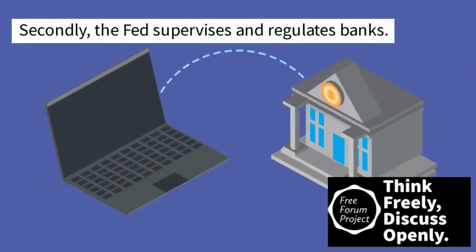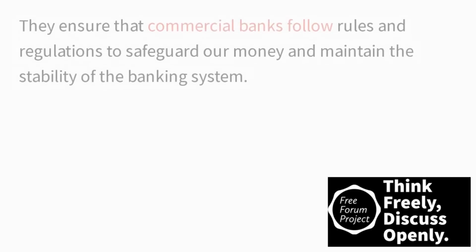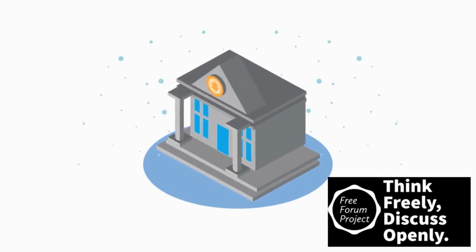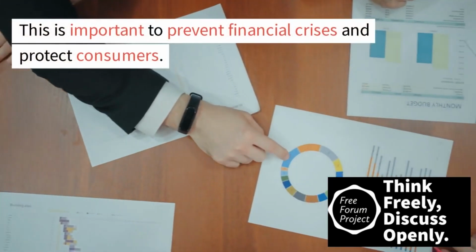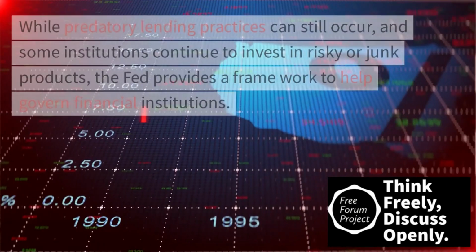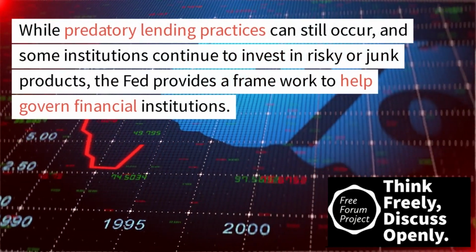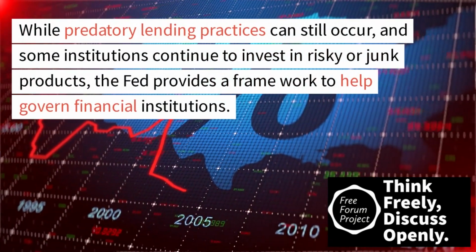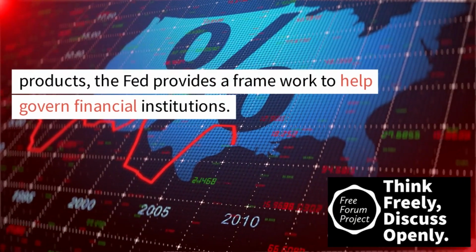Secondly, the Fed supervises and regulates banks. They ensure that commercial banks follow rules and regulations to safeguard our money and maintain the stability of the banking system. This is important to prevent financial crises and protect consumers. While predatory lending practices can still occur, and some institutions continue to invest in risky or junk products, the Fed provides a framework to help govern financial institutions.